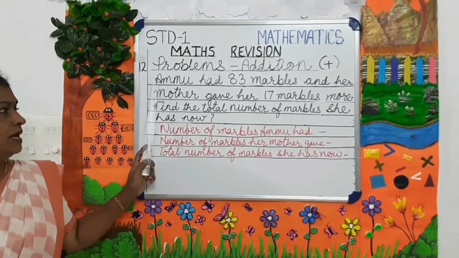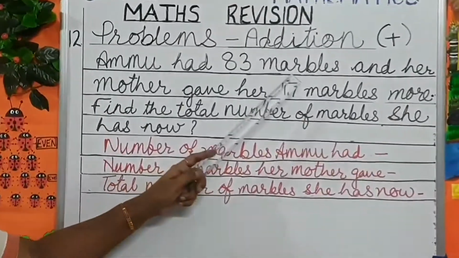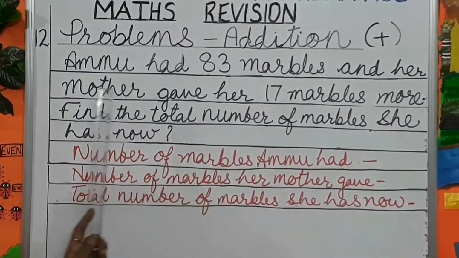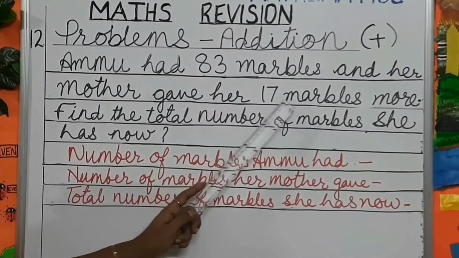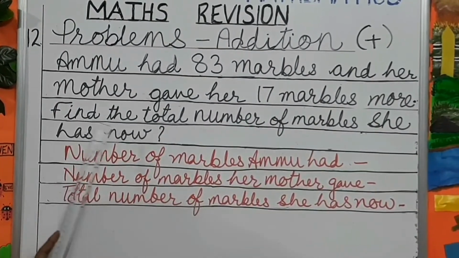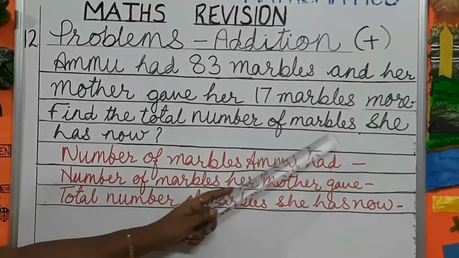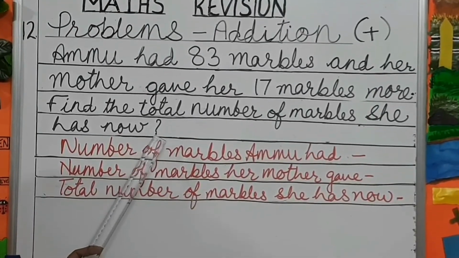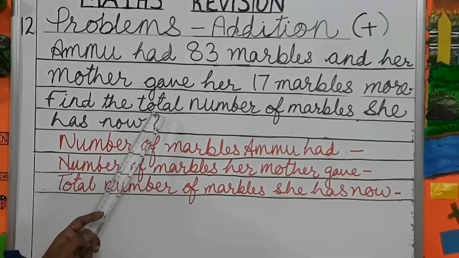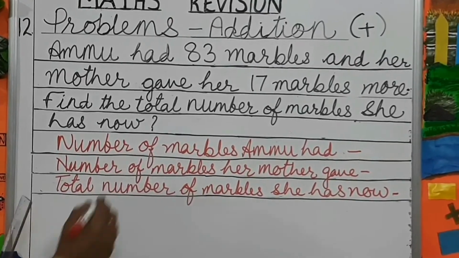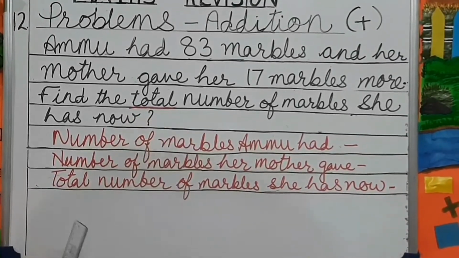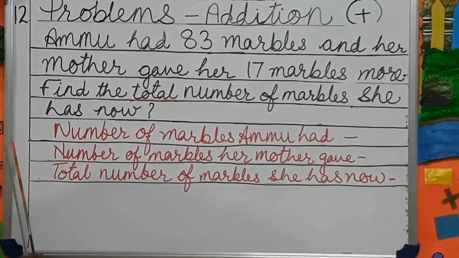Next example. Ammu had 83 marbles and her mother gave her 17 marbles more. Find the total number of marbles she has now. Here the key word is total. So you have to do the addition. You have to write the statements also.